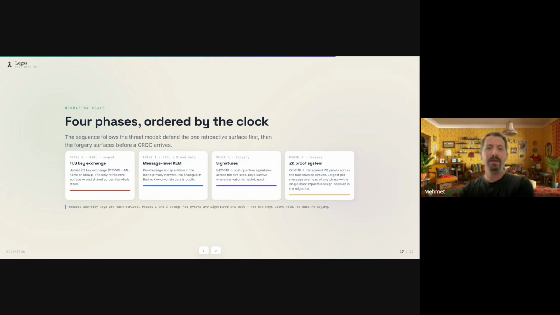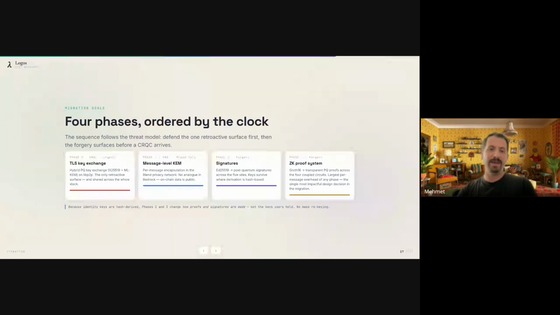And for phase one, we will change the messaging protocol inside the blend protocol. We will change the elliptic curve operation in that protocol to some post-quantum algorithms. And when the phase one is finished, there is no problem for us for harvest now, decrypt later attack.